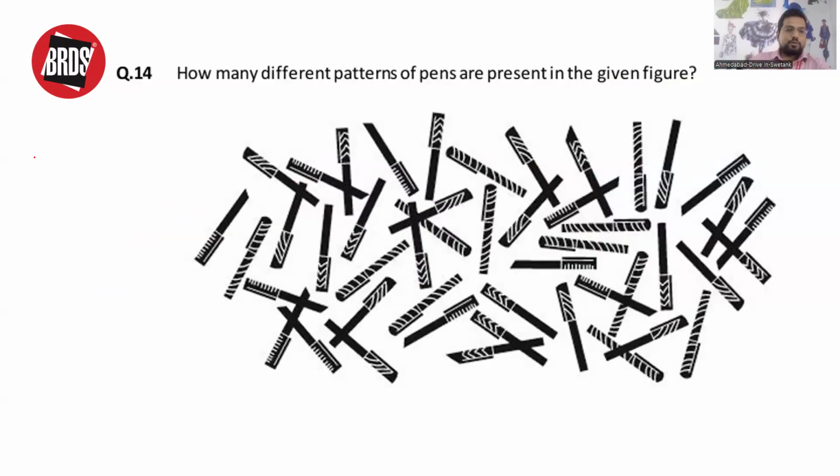So again, a question in which probably a few of the students would have made a mistake. They have asked how many different patterns of pens are present in the given figure. If you do the counting, you will find four different patterns immediately next to each other over here. Like three of them are clearly visible over here, and the fourth one is visible over here.